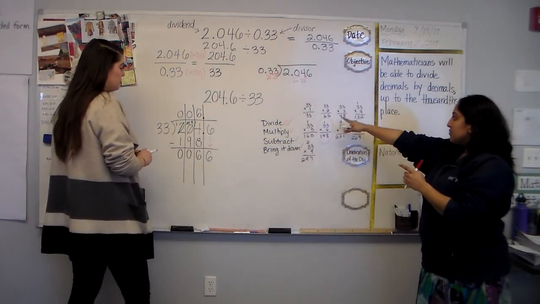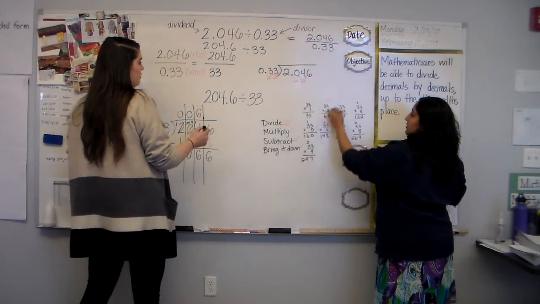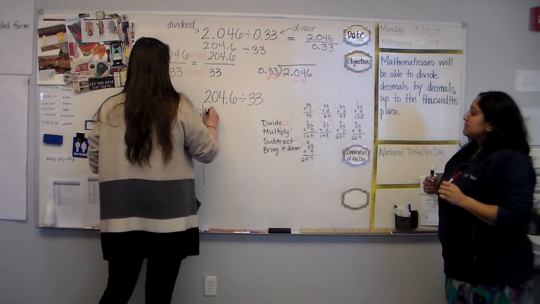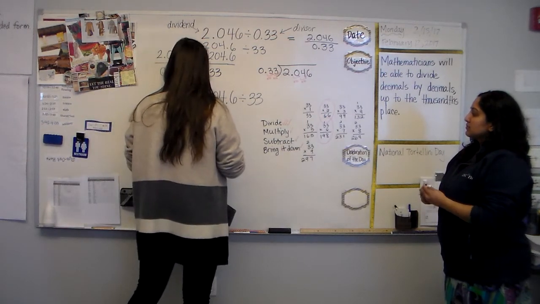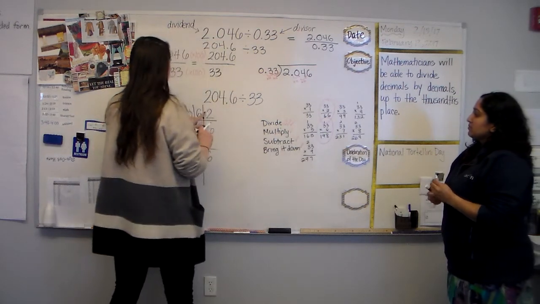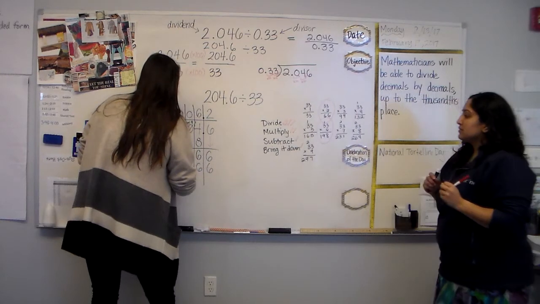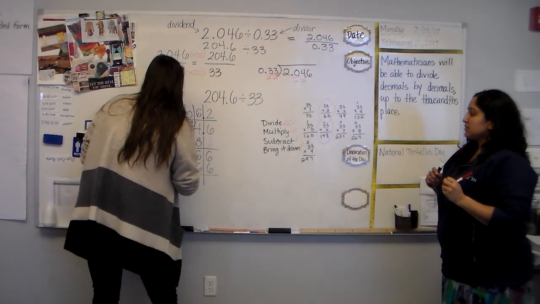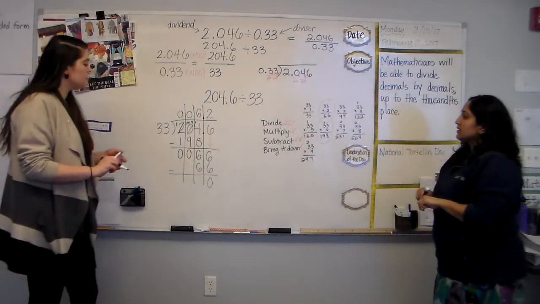Absolutely. And I noticed that that must be 2 because we did our multiples. Can you circle that for me? Thank you. I'm going to go ahead and check off my divide. Now I can multiply: 2 times 33 is 66. I'll subtract. 66 minus 66 is 0. And now there's nothing left to bring down.